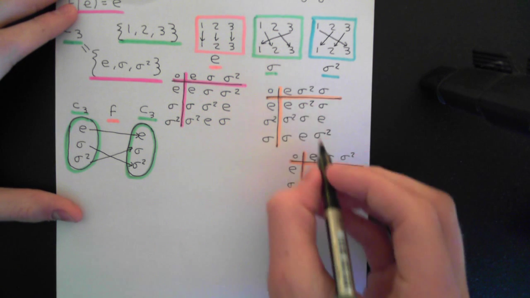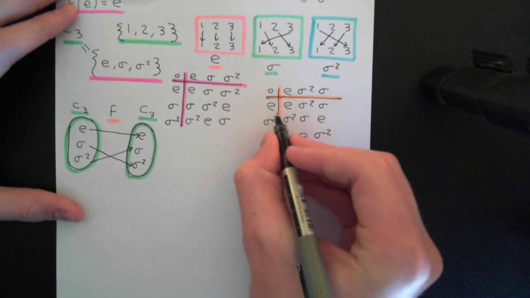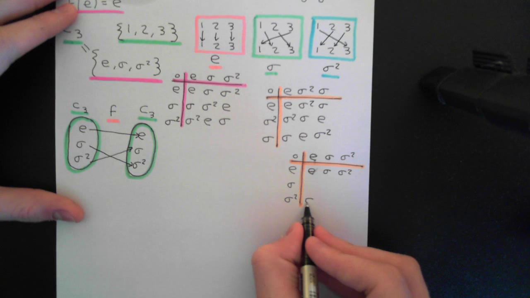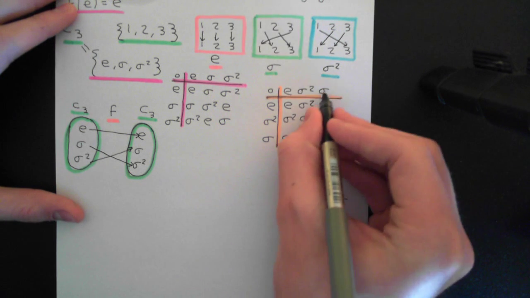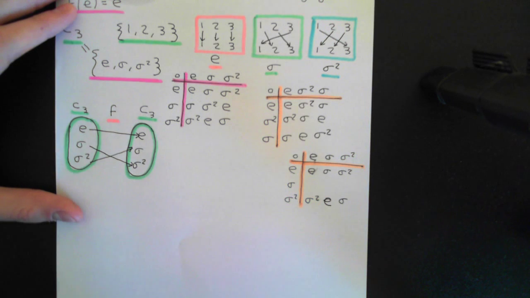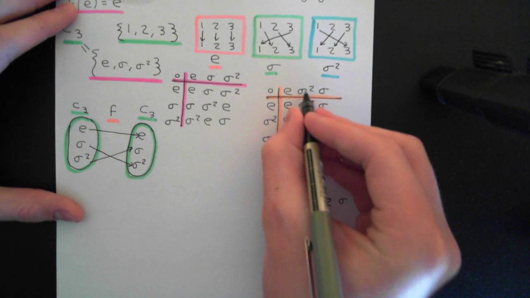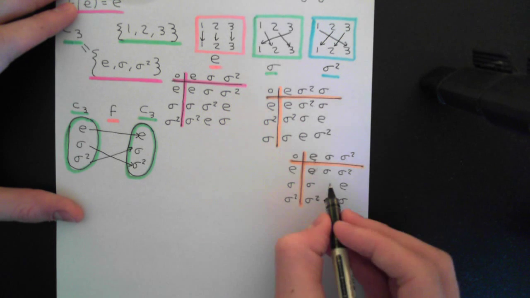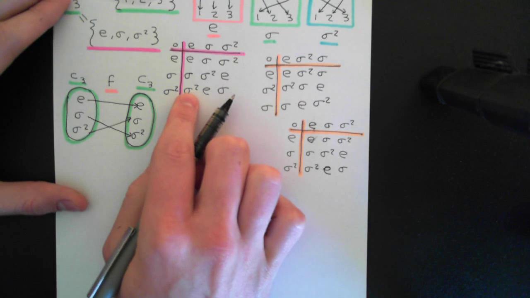Okay, so the identity composed with identity, and here is the identity. The identity composed with sigma squared is equal to sigma squared. The identity composed with sigma is equal to sigma. Sigma squared composed with the identity is sigma squared. Sigma squared composed with sigma squared is equal to sigma. Sigma squared composed with sigma is equal to, whoops, nearly made a mistake there, the identity. Okay, sigma composed with the identity is equal to sigma. Sigma composed with sigma squared is equal to the identity, that's over there, and sigma composed with sigma is equal to sigma squared. And hopefully you can see that that now is identical to that one.